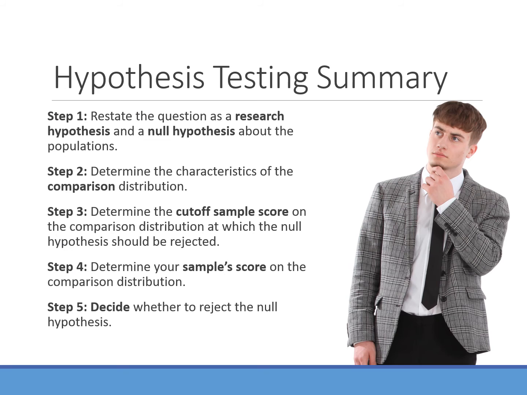We want to look at a summary of how we test these things. So first, you restate your question into the two different types of hypotheses, research and null hypotheses about your populations. 2, determine the characteristics of your comparison distribution. 3, determine your cutoff sample score or your critical value on your comparison distribution where the null hypothesis should be rejected. 4, determine your sample score, and that's when you do your research and you compare it to your comparison distribution, and then decide whether or not you're going to reject the null hypothesis. Okay.